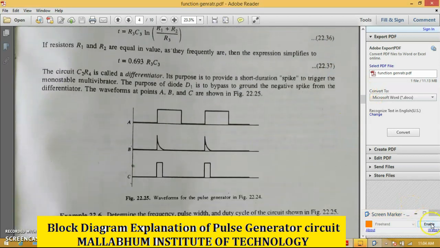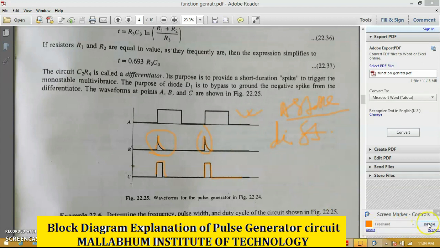You can see that this is the output of the astable circuit, and this is the differentiator circuit C2R4. If we differentiate the astable output with this differentiator circuit, we get a spike like that. This is a triggering circuit. As soon as the monostable multivibrator gets this trigger, it changes state like that, one shot. So we are getting a pulse wave out of this circuit.